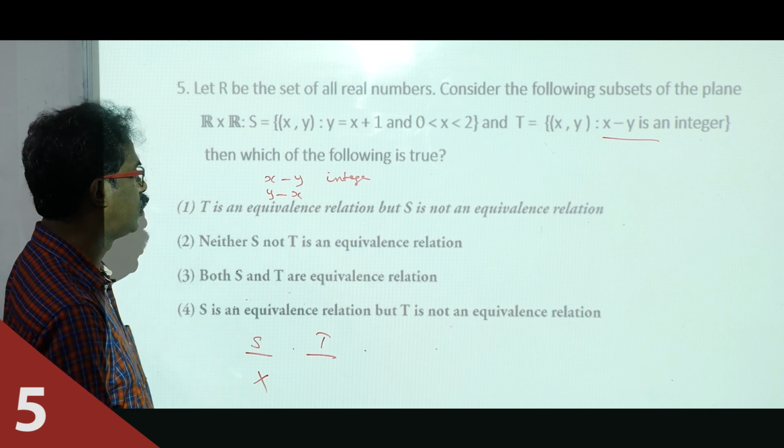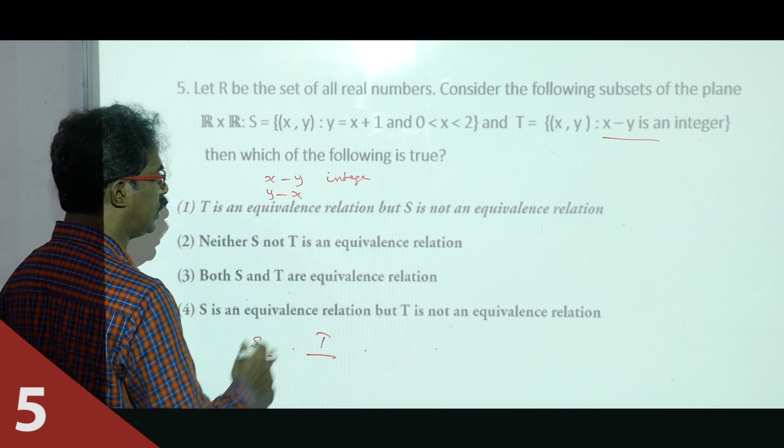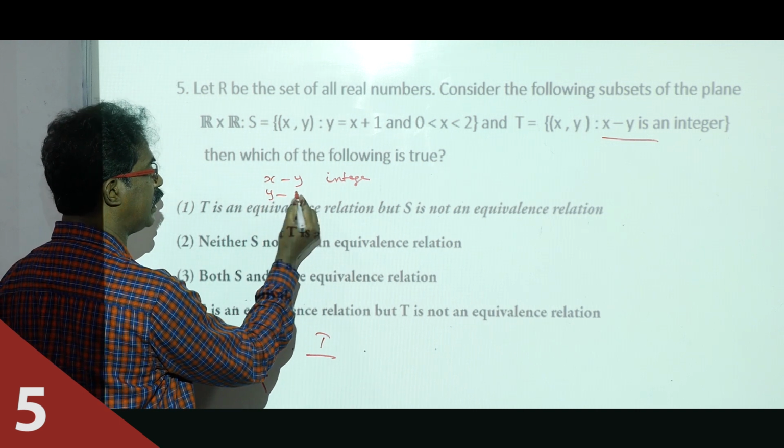Now we check for transitive. X minus y is an integer and y minus z is an integer.